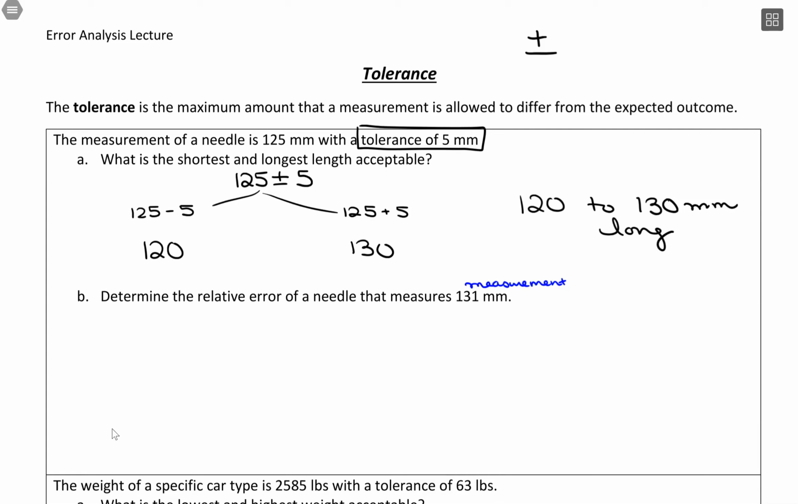So we're going to take the measurement minus expected, over expected. And with that, we will get out 0.048, move the decimal over 2 spots. So this will be 4.8% error. Maybe that doesn't sound like that much error, but to others, it seems like a lot, almost 5% error. That's too much. They need to adjust their system. If they want this tolerance of 5 millimeters, but they got this 131 out, something's not working right.